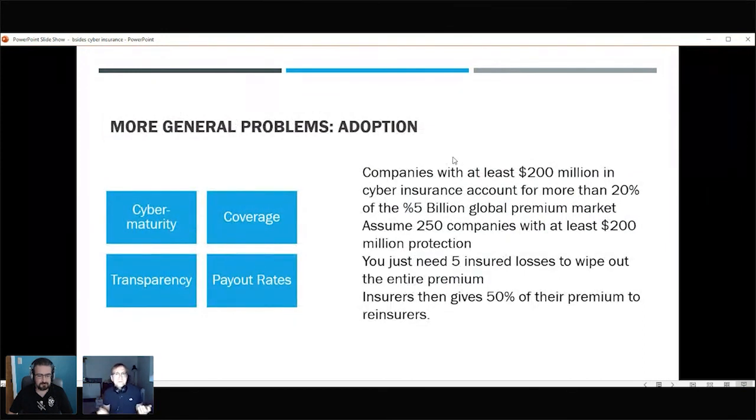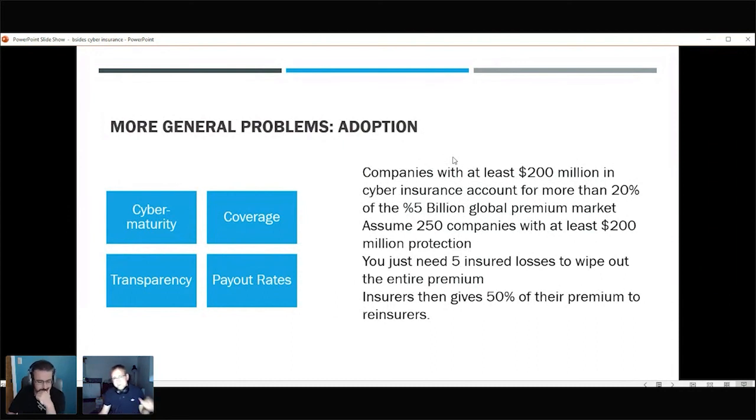There's a more general problem. It's adoption. Essentially, there are not many companies buying cyber insurance. If you look at the overall US market, companies with more than 200 million in protection cover more than 50% of the 5 billion market, right? So if you have 250 companies with, let's say, at least 200 million protection each, which is fairly reasonable, you just need 5 losses to wipe out the entire premium.